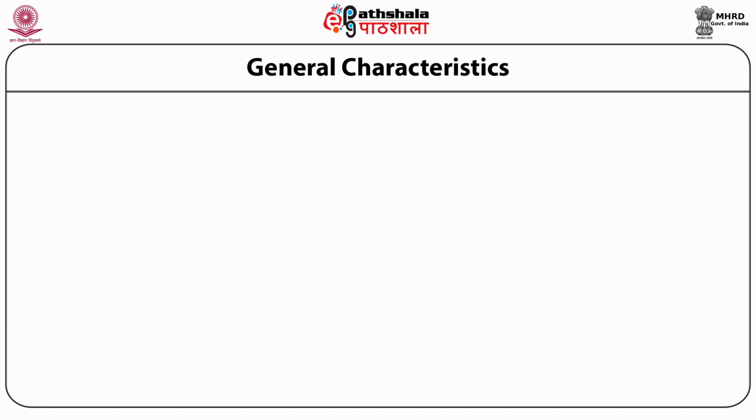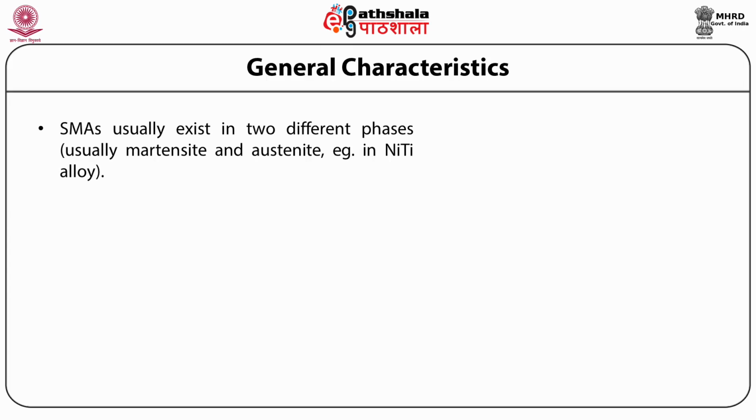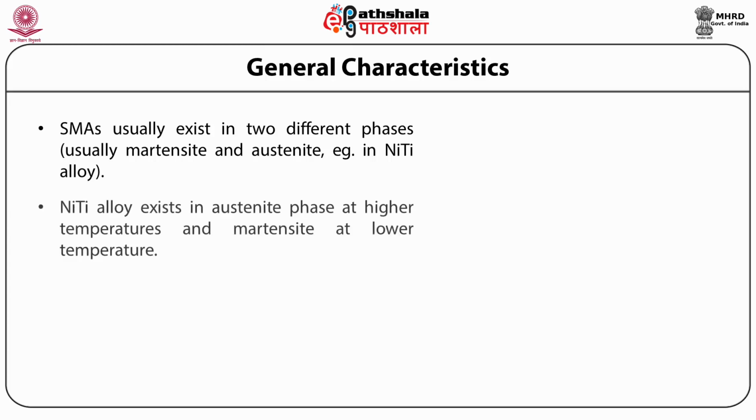General characteristics. As mentioned earlier, shape memory alloys exist in two different states, that is, crystalline states or phases. Usually, it is in the austenite phase at higher temperature and the martensite phase at lower temperature. For example, in nickel titanium alloy, the shape which is given to the austenite phase is the one that the alloy remembers, even if it is deformed in the low temperature martensitic phase.